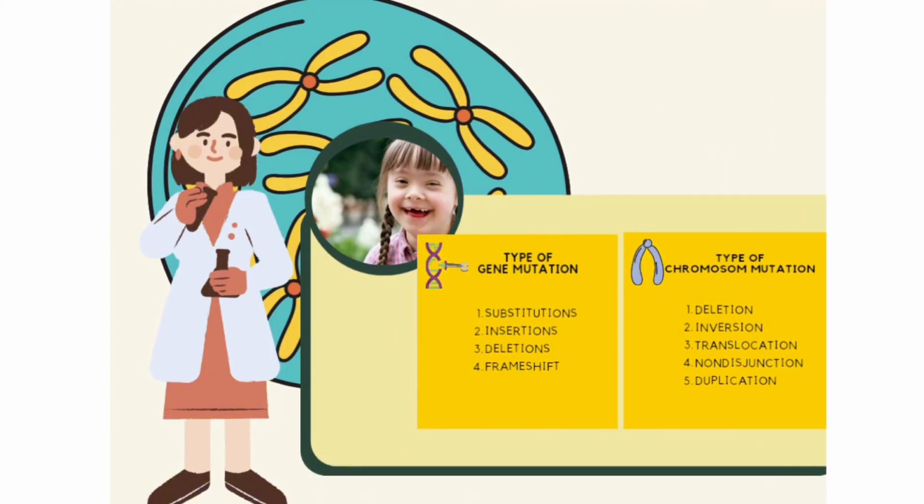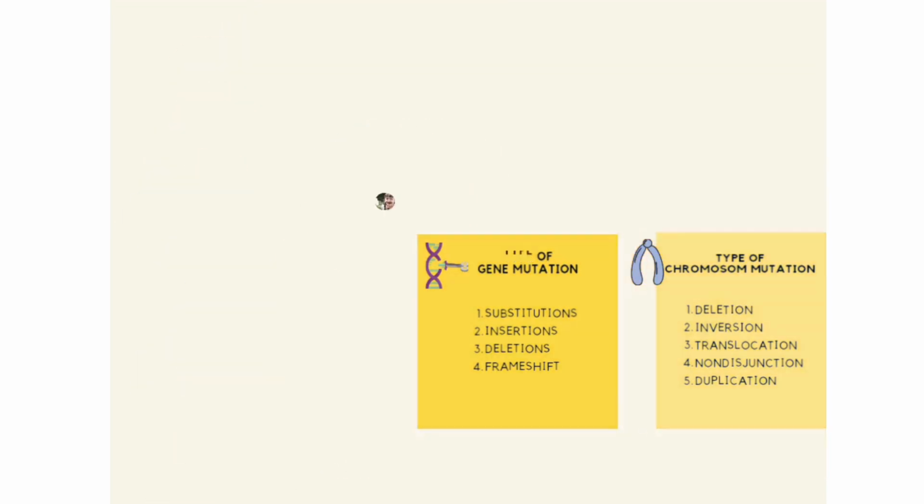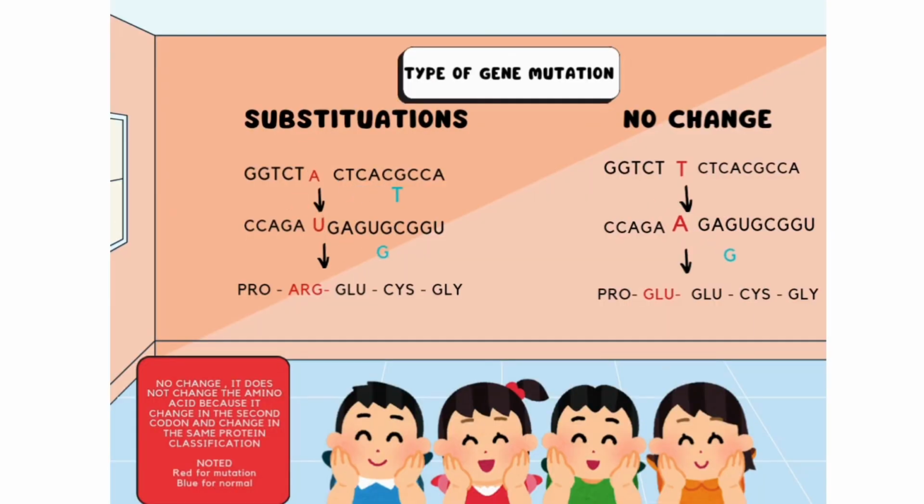So here is the listed type of example for gene and chromosome mutation that will be discussed more on the next slide. Substitution in gene mutation refers to the replacement of one nucleotide base with another in the DNA sequence. This type of mutation alters a single codon and may affect the protein produced.